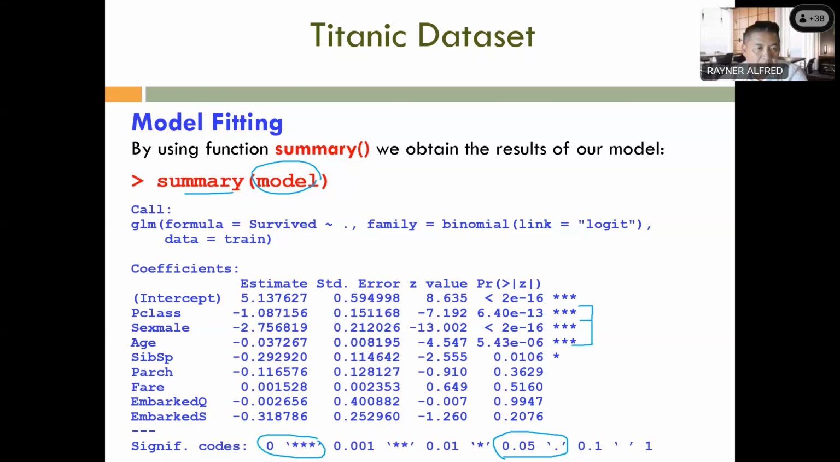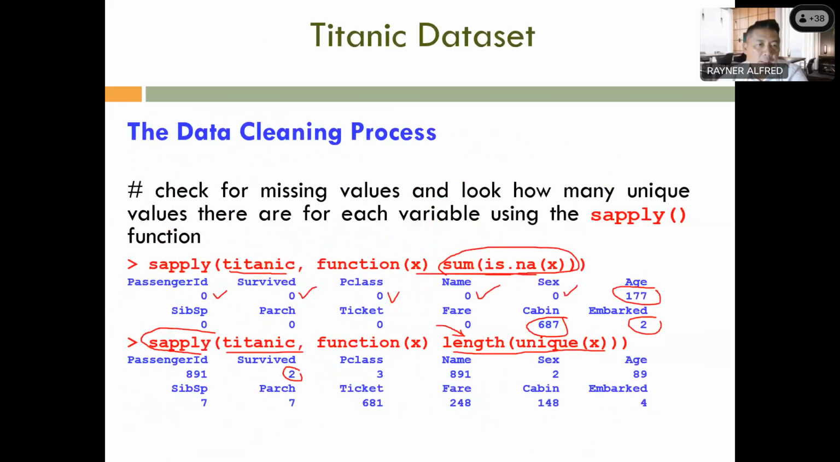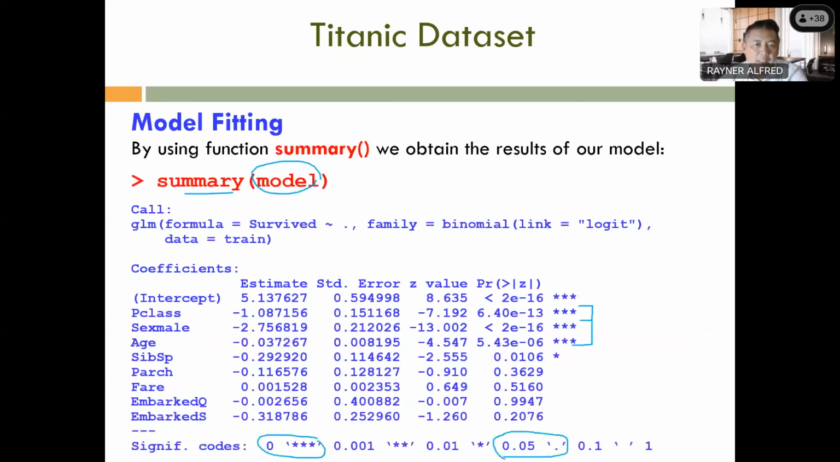So what is P class? P class refers to the ticket class, so whether you are in the first, second, or third class. Based on the output here, the compartment class also determines the survival rate of the individual person.